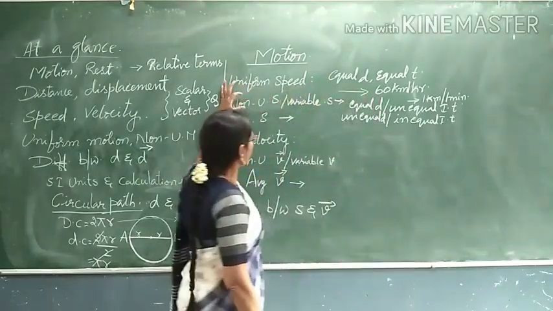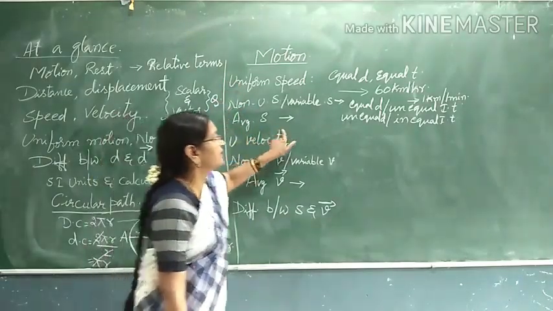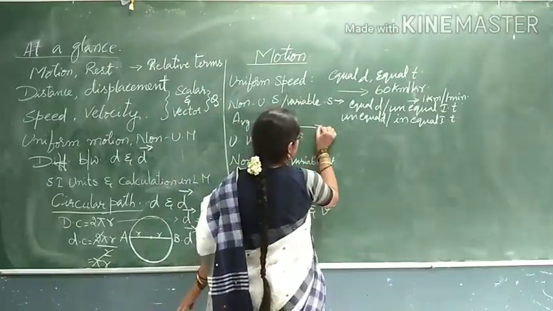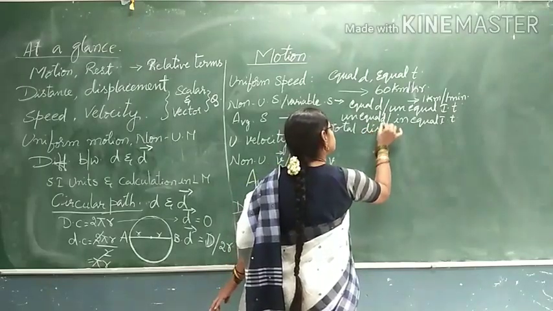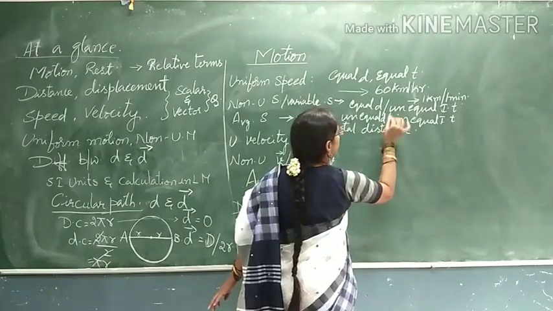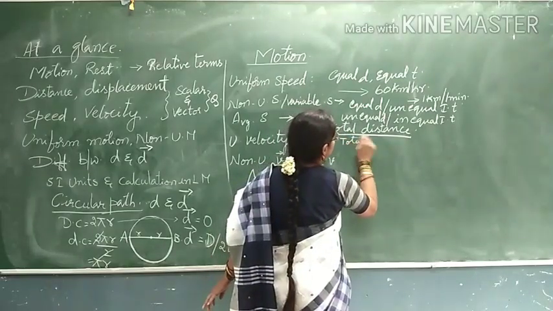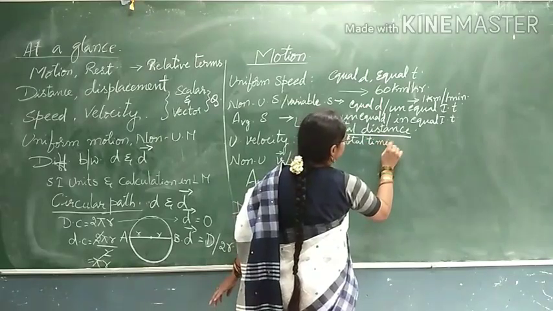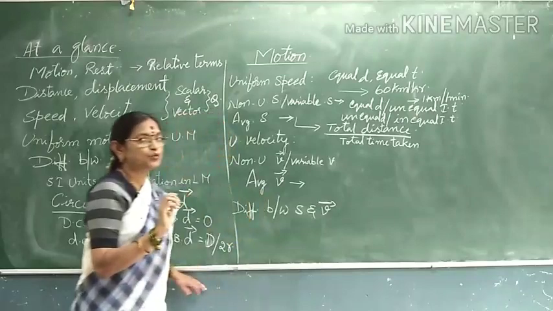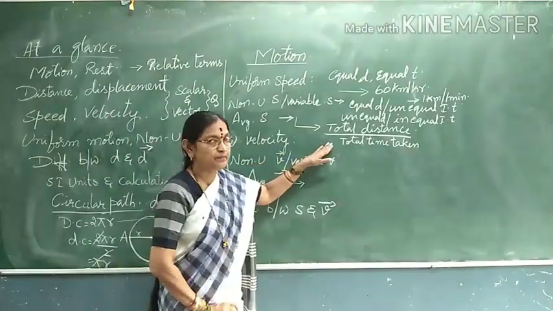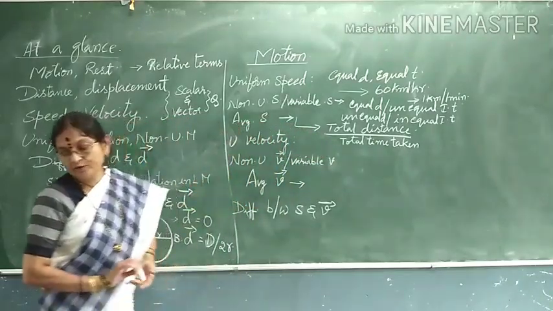But in case of non-uniform speed or variable speed, how will you calculate the average speed? Average speed is equal to the total distance covered by a moving object by the total time taken to cover it. Total distance covered by a moving object divided by the total time taken to cover the distance is called average speed. Have you understood?